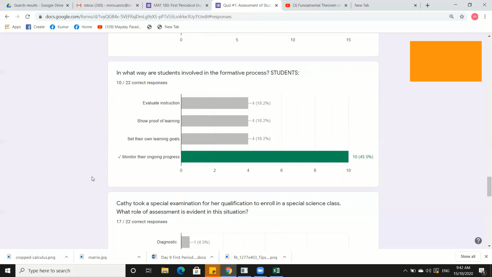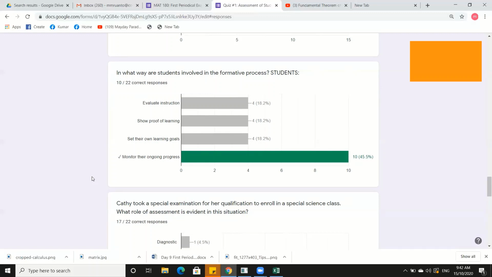Show proof of learning. Okay, that is more of a summative test. Set their own learning goals. So again, that's at the beginning, no? It could be formative also, no. But let us try to look onto letter D.